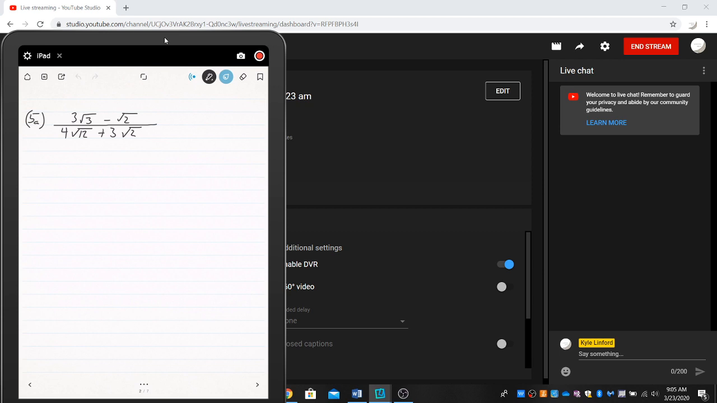All right, now we're going to go through a problem where instead of having just a radical expression in the denominator, here we have multiple expressions in the denominator. We have two, in fact, and they both have radical expressions.